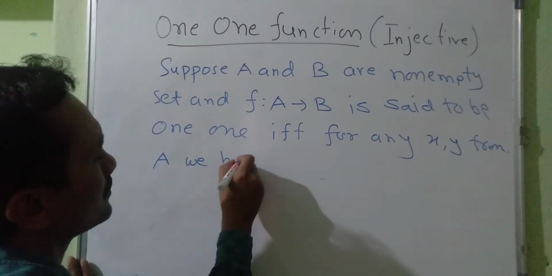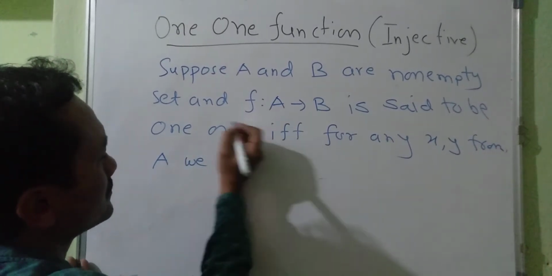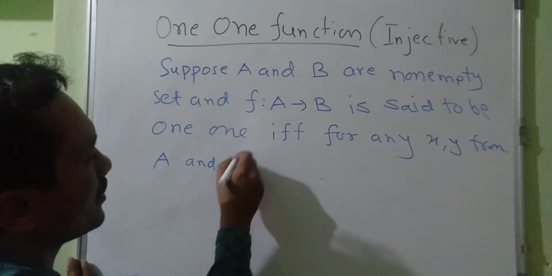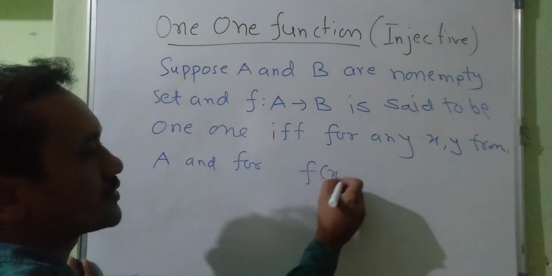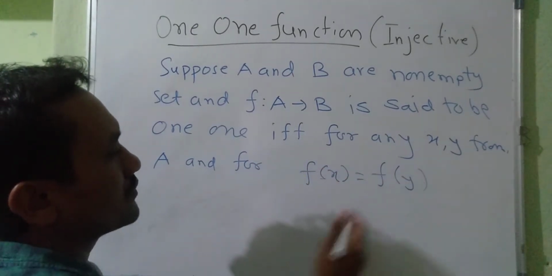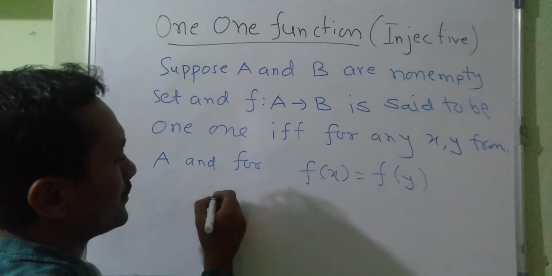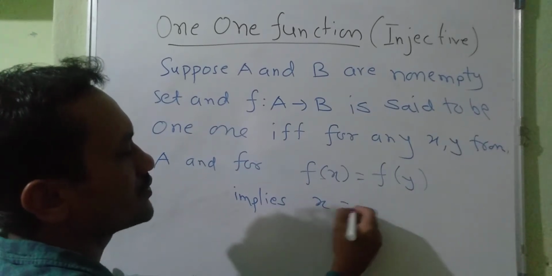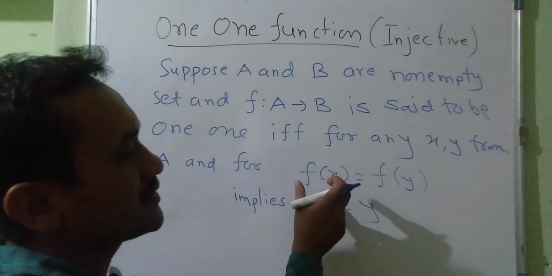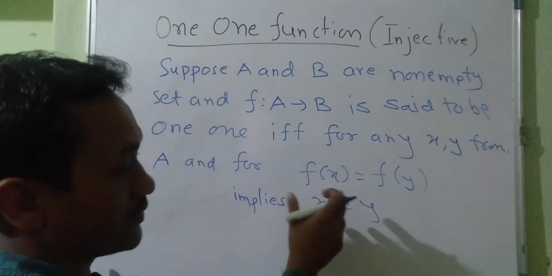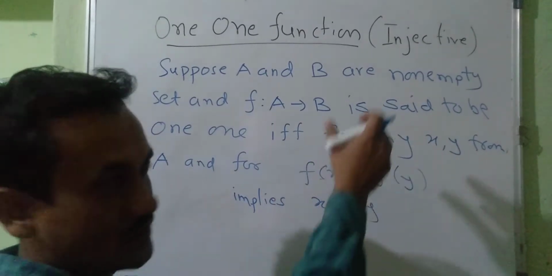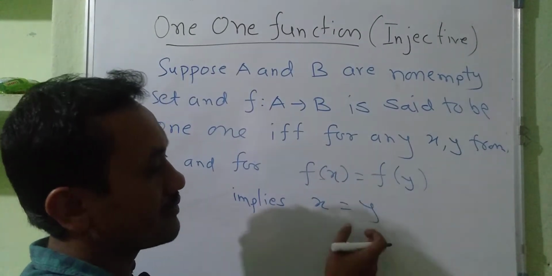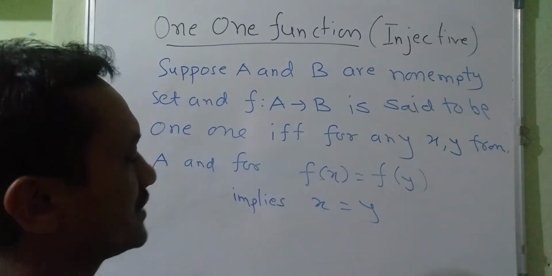We have for any x and y, the condition f of x equals f of y implies x equals y. If the mappings are equal, if we take any two elements in the range, that is f of x and f of y equal, and if we get x and y equal, then the given function is 1-1.